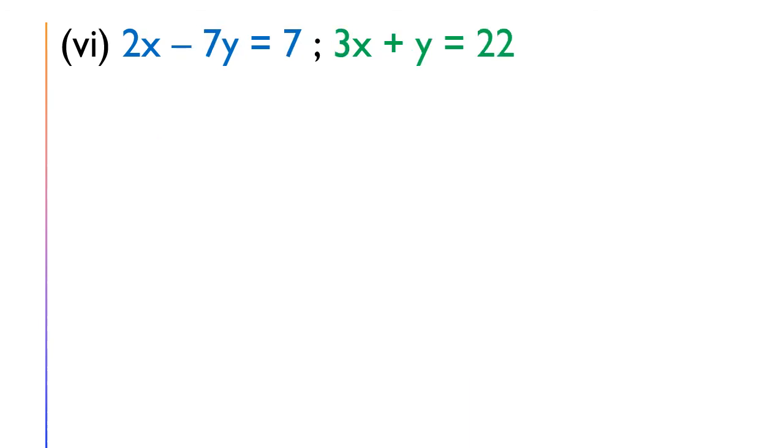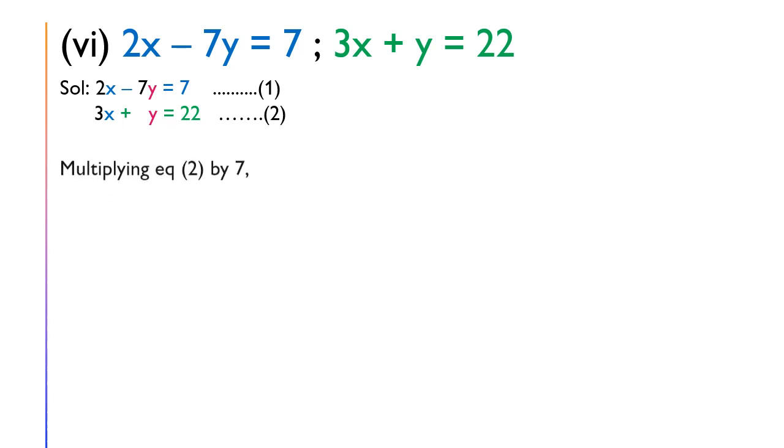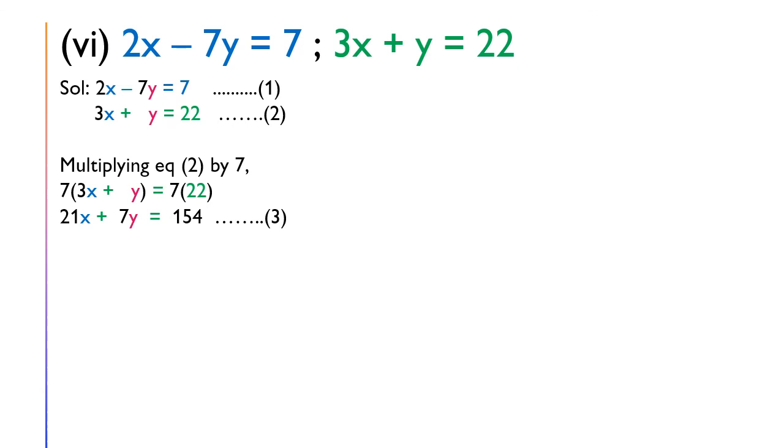The last sum, 2x minus 7y is equal to 7, and 3x plus y is equal to 22. So we write it in the form of equations. Now here, if you see the second equation, y can be changed, right? So I'll say multiplying equation 2 by 7. So I get the third equation. When I multiply it, I get 21x plus 7y is equal to 154. Now this we have got by multiplying equation 2, right? So we are not going to use equation 2, we are going to use equation 1 and 3.